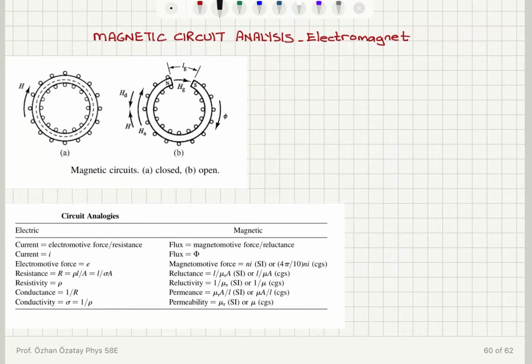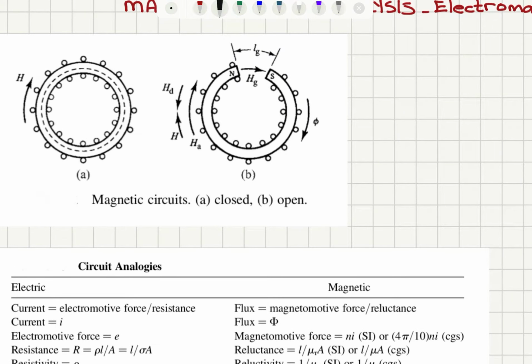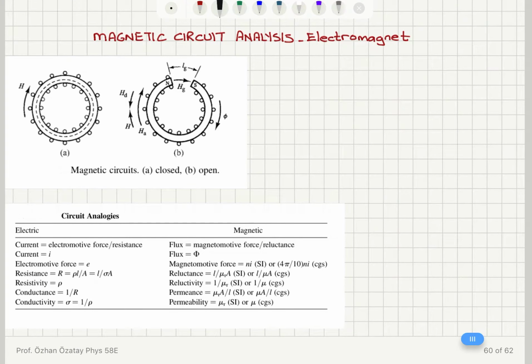Now I will talk about magnetic circuit analysis, which is an approximate technique to calculate the magnetic field that would appear between the poles of an electromagnet. You can think of a closed magnetic circuit as a toroid and an open magnetic circuit as one that has free poles, north and south poles, introduced by producing a gap at some location inside the toroid. Okay, so the analogy with electrical circuits goes as follows.